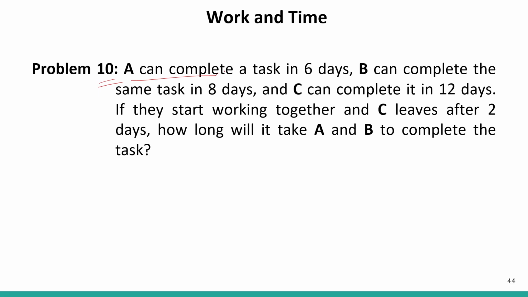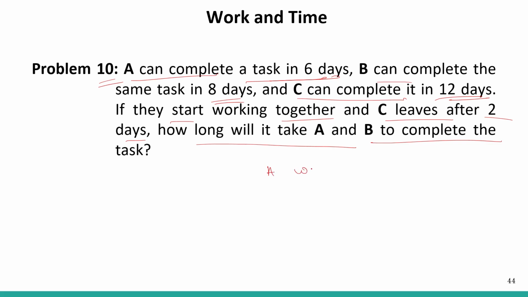A can complete a task in 6 days. B can complete the same task in 8 days, and C can complete it in 12 days. If they start working together and C leaves after 2 days, how long will it take A and B to complete the task? Okay, A can complete the task in 6 days.